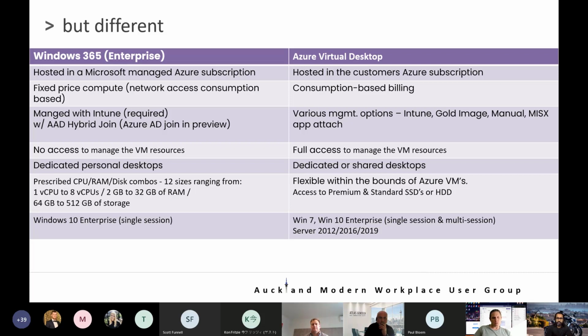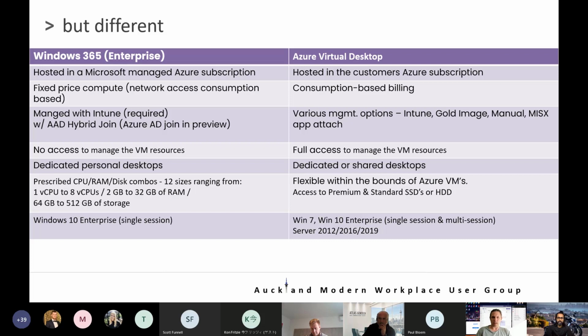So Windows 365 is Windows 10 Enterprise only, single session. In Azure Virtual Desktop, we've actually got Windows 7 extended support in there. So security updates provided by Microsoft to Windows 7 are actually available, but you have to go on extended support. So you've got to pay for that to get Windows 7 updates.